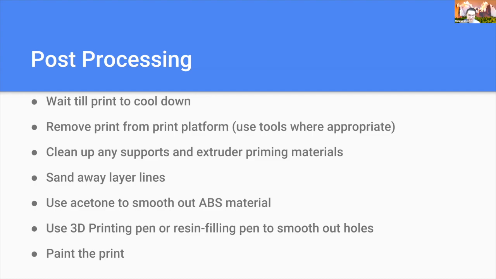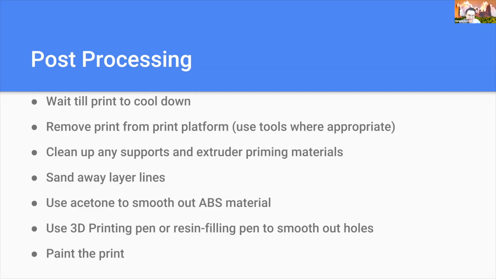One thing you may want to do is to sand away the layer lines. So the machine prints layer by layer, right? And it may not always be as smooth as you want it. So if you want better surface quality, you can sand away any of these lines. I'll show some pictures in the next slide.